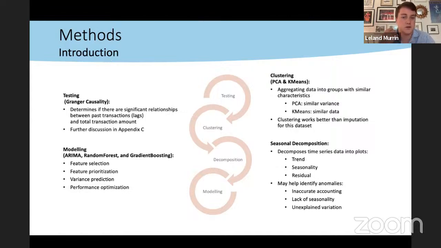So for modeling, we considered 4 different models, or really 3: ARIMA and seasonal ARIMA, and then 2 ensemble models, random forest and gradient boosting. We first performed feature selection on this, and then prioritized which features using clustering. And then we had some variance prediction, and we optimized using grid search CV.